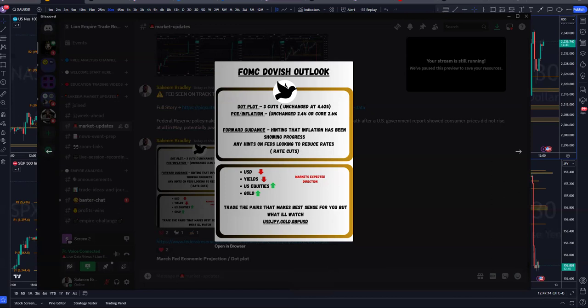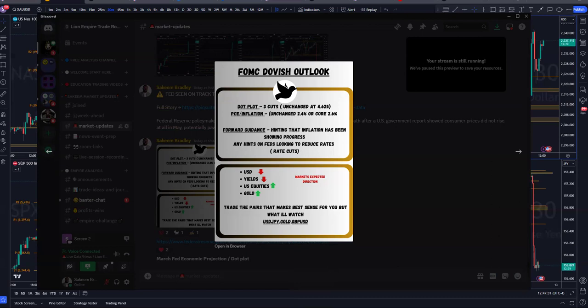For a dovish scenario, I'm going to expect dollar weakness and weaker yields. US equities should go stronger and gold should go stronger as well. Whatever pairs you're looking to trade, as long as you get this dovish scenario, you should trade within that direction.